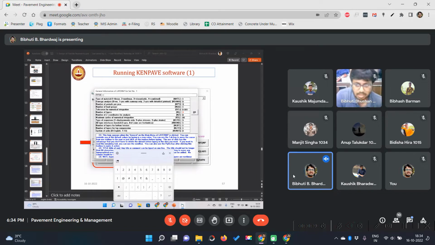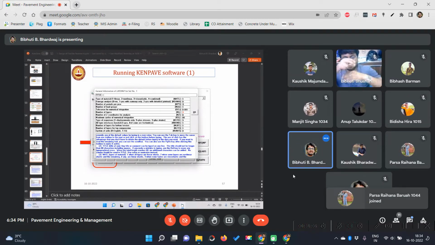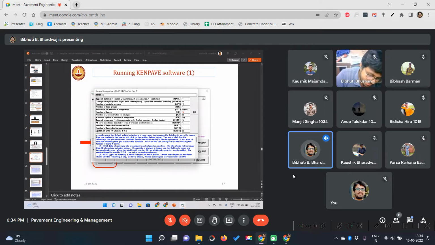Number of load groups. How many load groups are there? If you are confused, you can see here. But load groups we are considering only one, right? If it is a tandem, two different load groups would have been there, then it would have been two. But in our case, we are considering only single axle, right? So only one load group. So that will be again one. Tolerance, no need to touch.